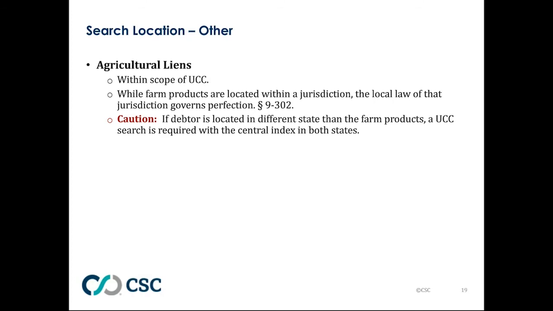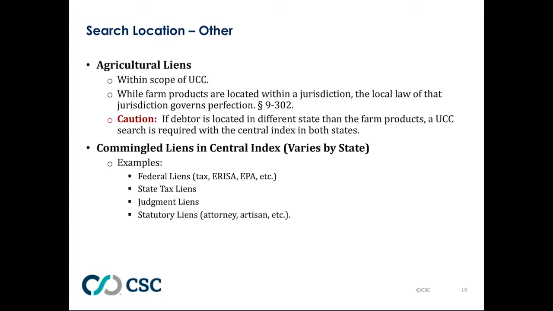Another issue is that UCC searches often include related types of searches such as federal tax liens, state tax liens, and other types of statutory liens. These don't fall within the scope of Article 9, but for convenience, many states commingle these statutory liens within the Article 9 filing system. The issue here is that just because a state commingles federal tax liens with UCC, that doesn't mean that that state is the proper filing location for a federal tax lien on a particular debtor.